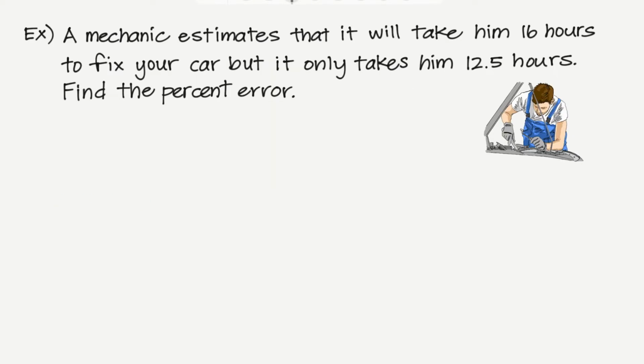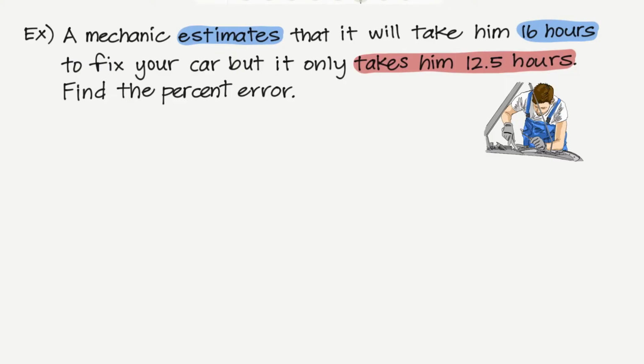Let me show you another method now. A mechanic estimates that it will take him 16 hours to fix your car. But it only takes him 12 and a half hours, which is awesome that it took him less time. Find the percent error. So instead of making a bar diagram, this time we're going to make a ratio.